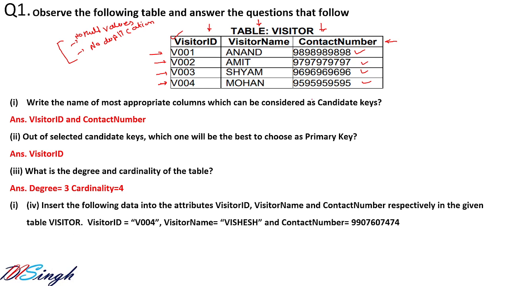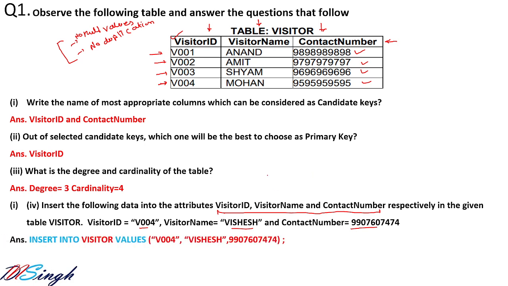Let us have another question that is saying, insert the following data into attribute visitor ID, visitor name and contact number. So all three columns are present here. Fine. Respectively in the given table visitor, where visitor ID equal to this, visitor name equal to this and contact number equal to this. So what is the syntax? You might have remembered: insert into table name, then column list. After that you are going to write the values. So let us see the answer for this one.